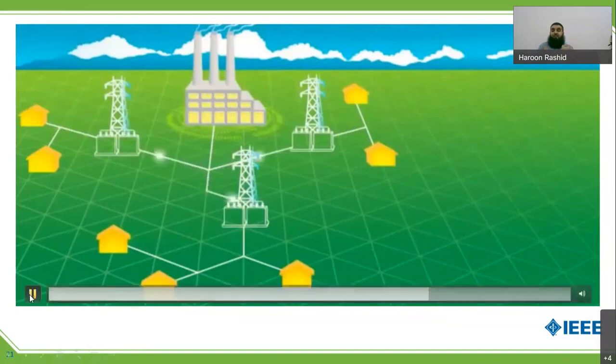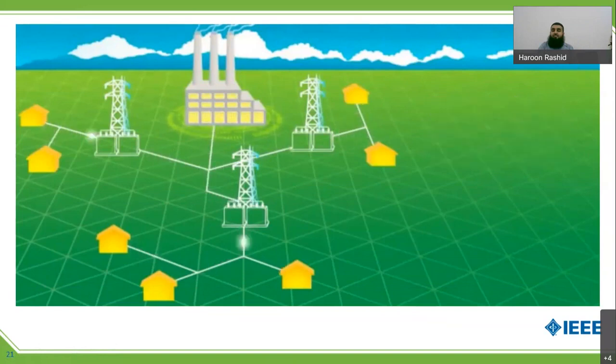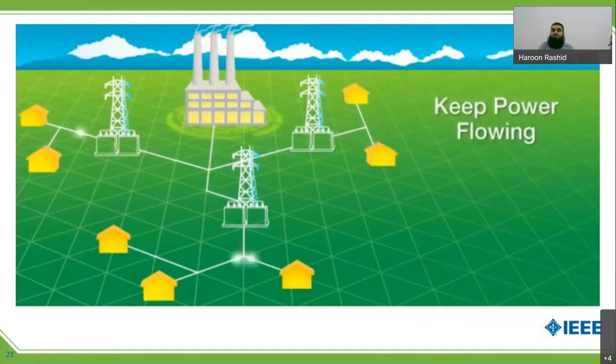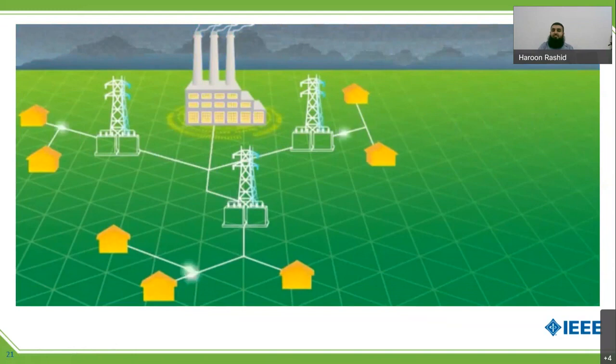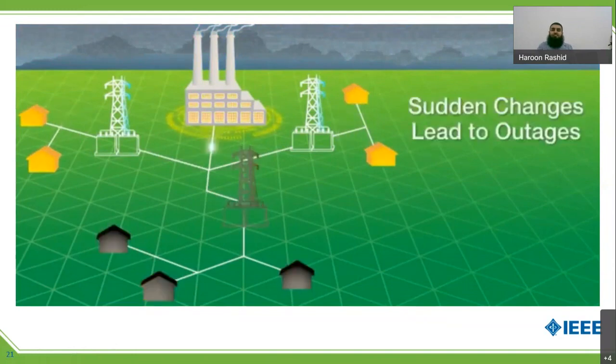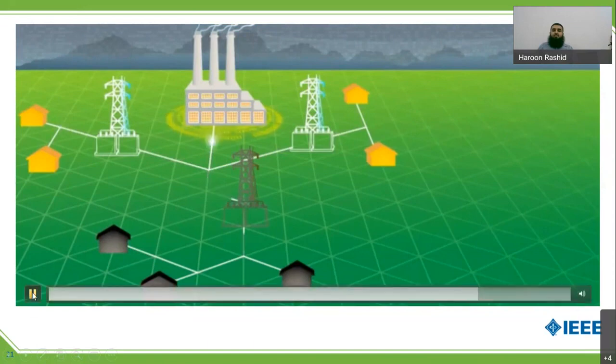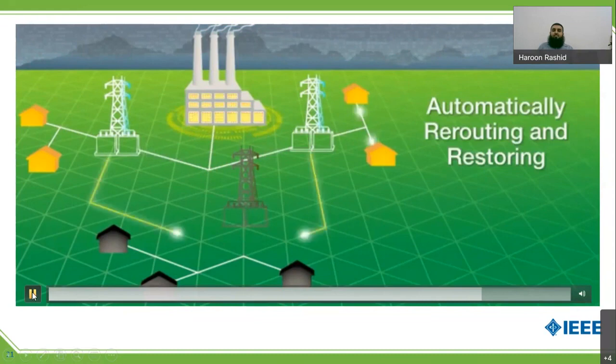So this is power from the utility to residential and commercial customers through power lines, switches, and transformers. Utilities typically rely on complex power distribution schemes and manual switching to keep power flowing to their customers. Any break in this system caused by storms, bad weather, or sudden changes in electricity demand can lead to outages. The smart grid's distribution intelligence counters these energy fluctuations and outages by automatically identifying problems and rerouting and restoring power delivery.